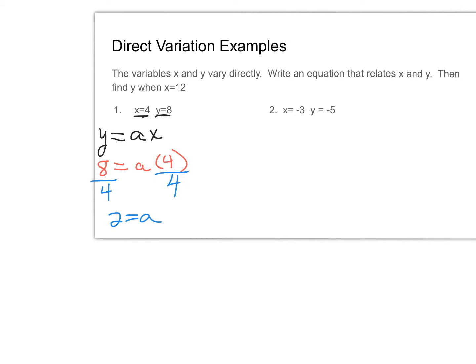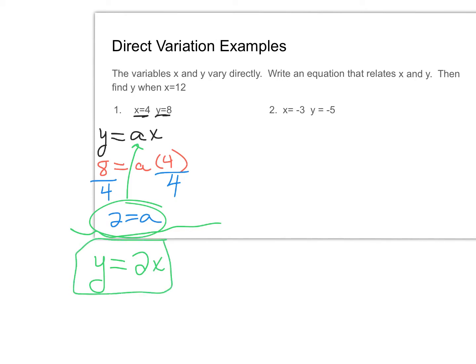But we're not done yet, as one of my students is so fond of saying, but wait, there's more. So we're going to put this 2 back in for a and reset. So y equals 2x. That's our direct variation equation. Now part 2 of this question said to put 12 in for x and solve for y. So y is equal to 2 times 12. So y is 24. Pretty simple stuff.